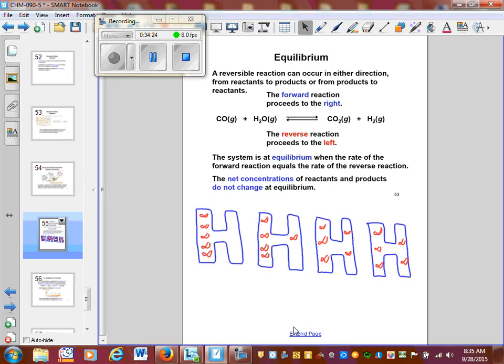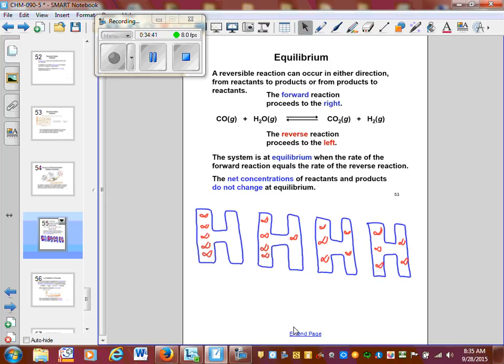Now, are they the same goldfish each time? Not necessarily. When one goes to the right, one comes back to the left. So they keep swimming back and forth, but they prefer to be 3 on the left, 2 on the right.